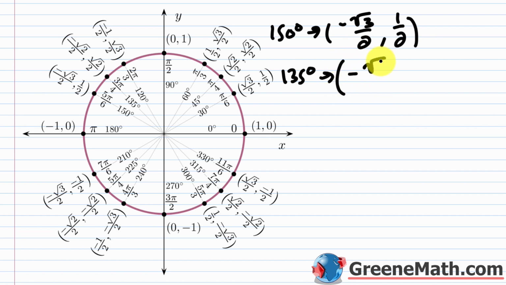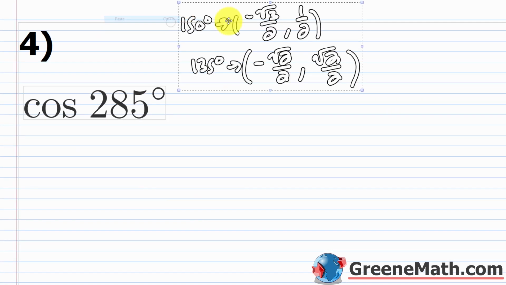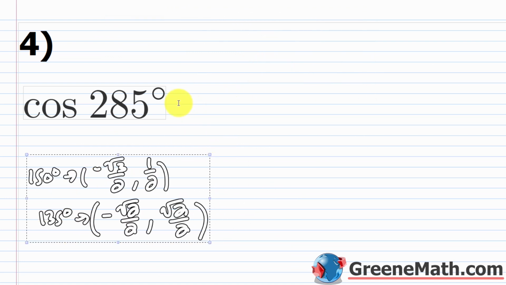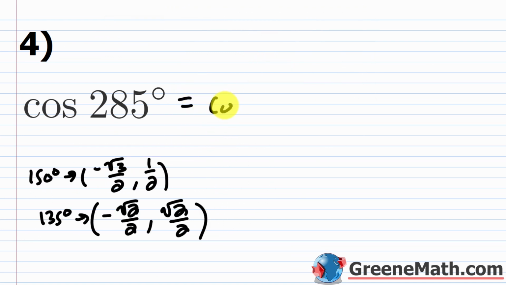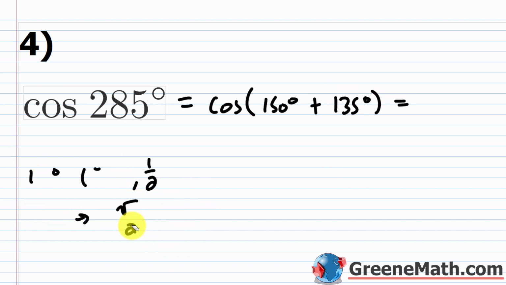So the negative of the square root of 2 over 2, and then this is the square root of 2 over 2. So let's grab this, and let me just paste this in here now, so we have it. So this equals, I'm going to say the cosine of 150 degrees plus 135 degrees. So this equals, I want you to just write this down. I'm going to get it out of the way. This is something that I've already memorized.